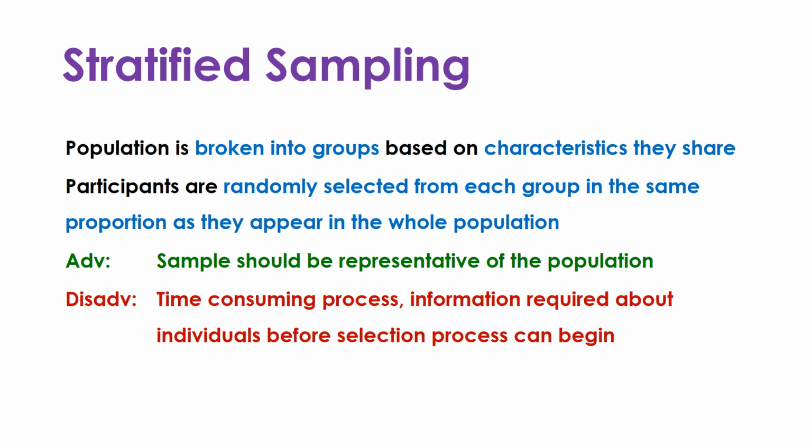The ideal method that reduces that bias, allowing the sample to be representative of the population, is stratified sampling. This one, unfortunately, is very time consuming, and a bit of information is asked of the individuals before they can actually be selected. So you break the population into groups of shared characteristics, then you randomly select from each of those categorical groups that you produce, so that the whole population is represented in the sample itself.